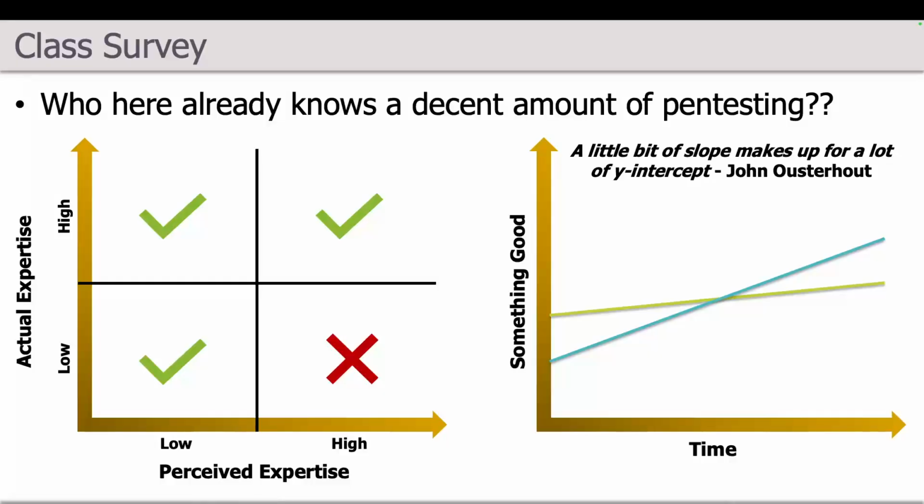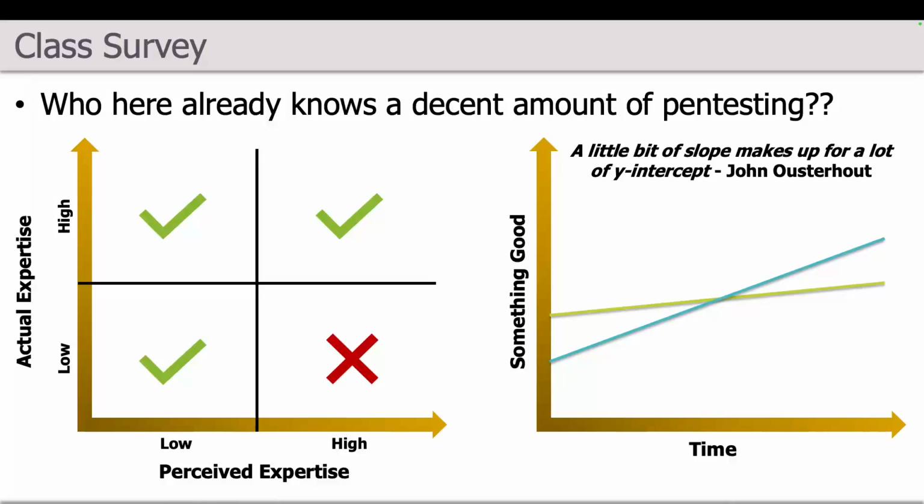And the quote I really like from this former Stanford professor is a little bit of slope makes up for a lot of y-intercept. It's just sufficiently nerdy that I like it here. The idea being our y-intercept is where we are starting on day 1 of the semester. It's another way of looking at your perceived or your actual expertise here, how much I know about a topic. And I think it really does depend on the course.